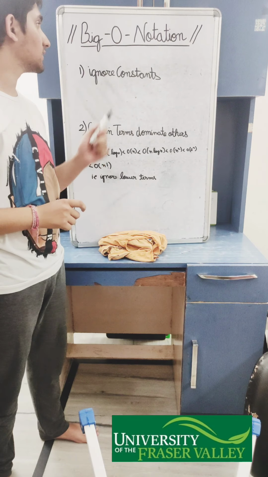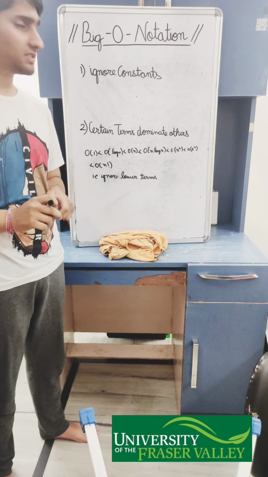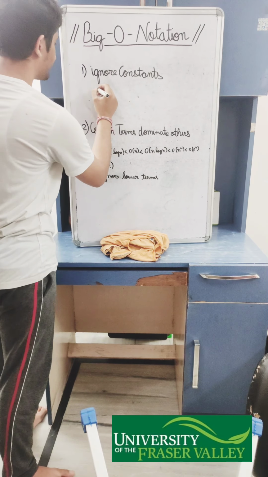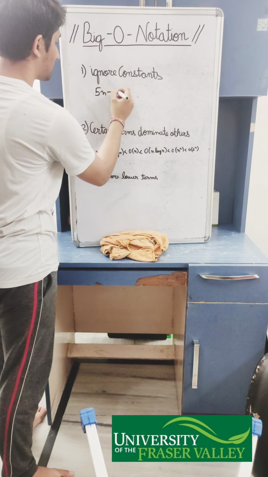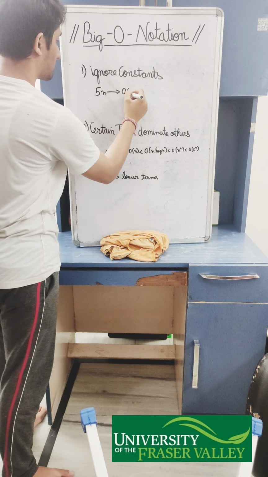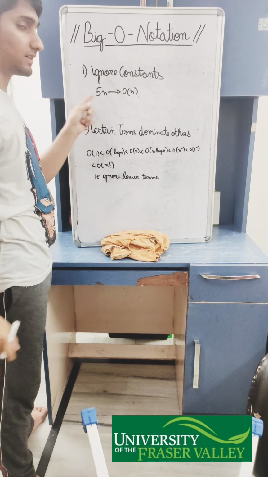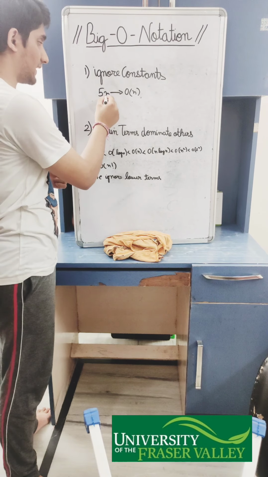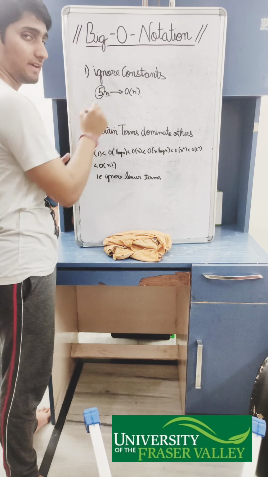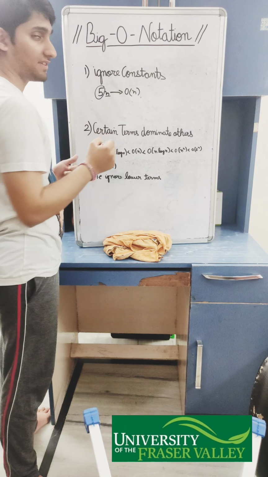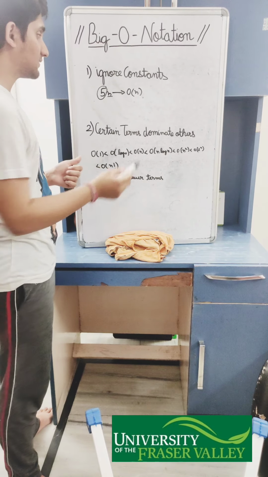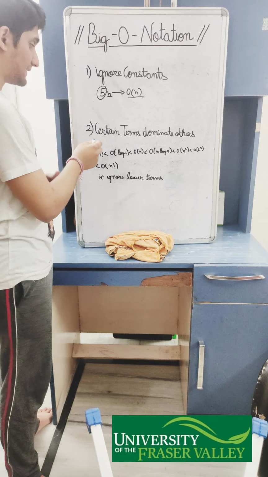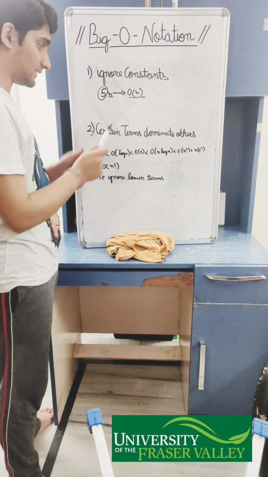Now let's talk about some general rules. There are two rules. First, the constants are ignored. Here, as we know, the input is measured as n. So in n plus 5, the 5 will be ignored, and we will say that the efficiency of this algorithm in Big O notation is O of n. Second, certain terms dominate others.